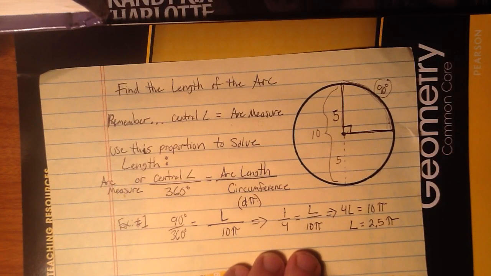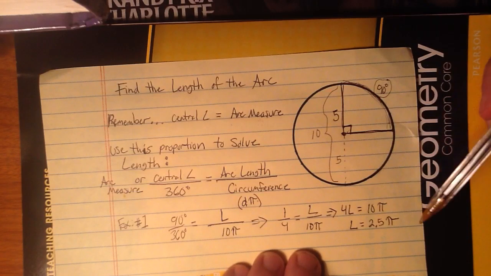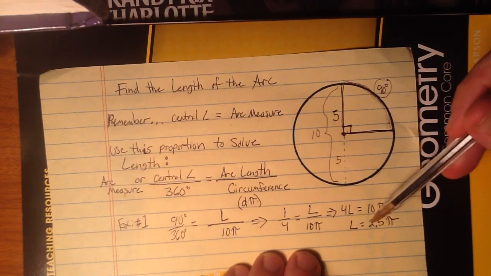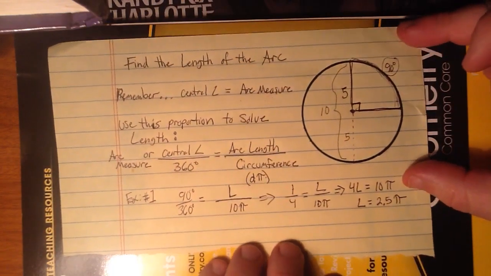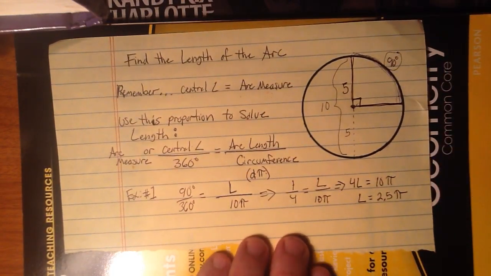Now, if they want you to round to the nearest tenth or hundredth, then you'll have to take 3.14 times 2.5. No big deal. Okay? So there's an easy one. Let's try one that isn't as easy.